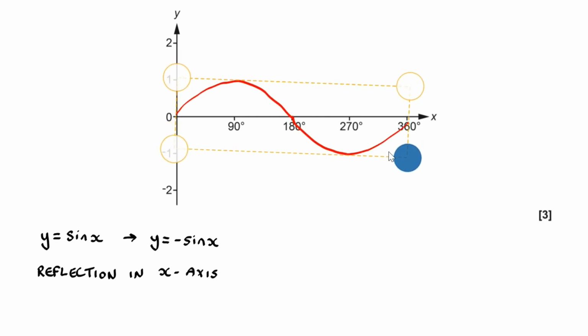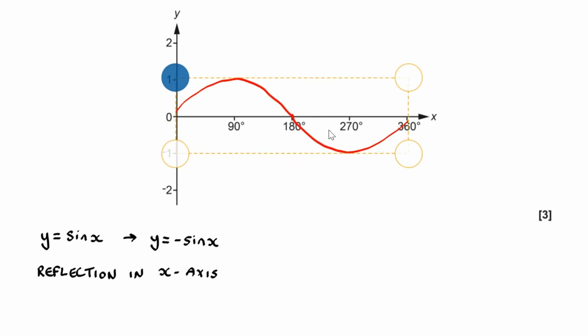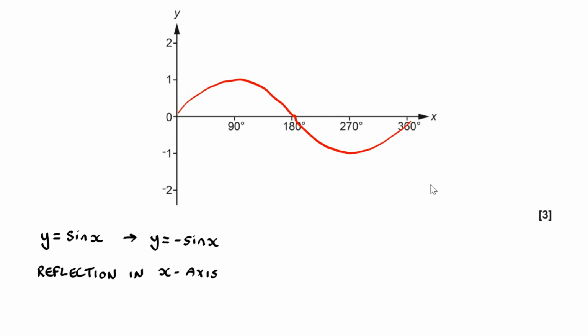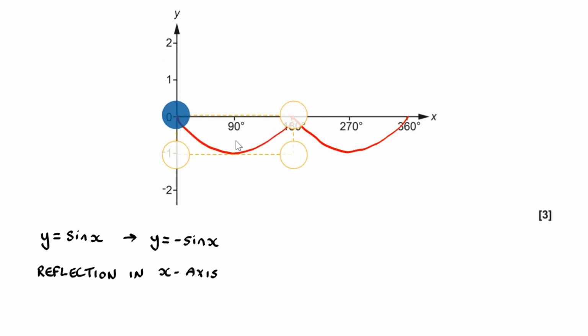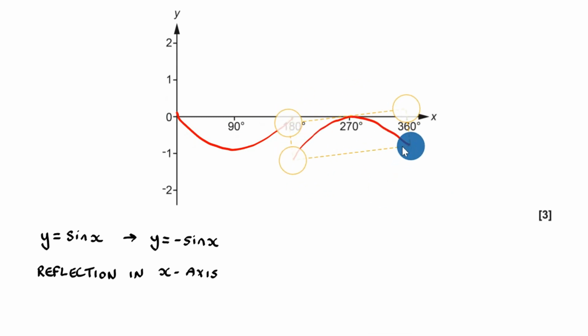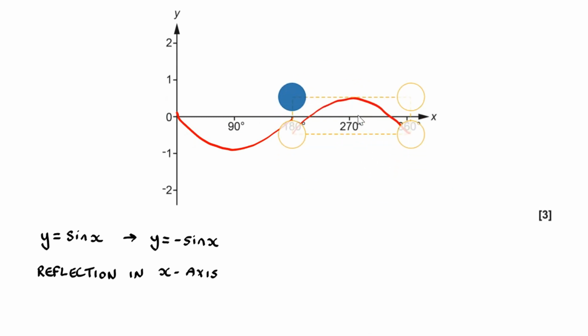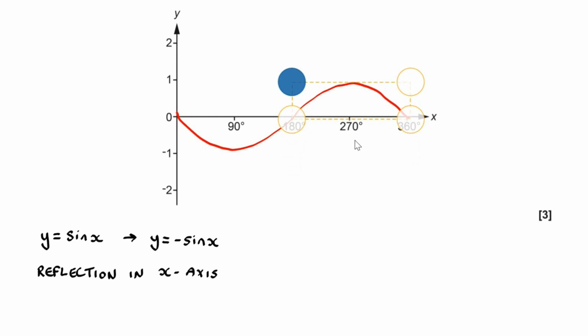So if we do that, reflecting in the x-axis, what we'll do is we'll take each part separately. So this is reflected in the x-axis, like so. And then this over here is reflected in the x-axis, like so. And therefore here we've got the graph of y equals minus sine x.